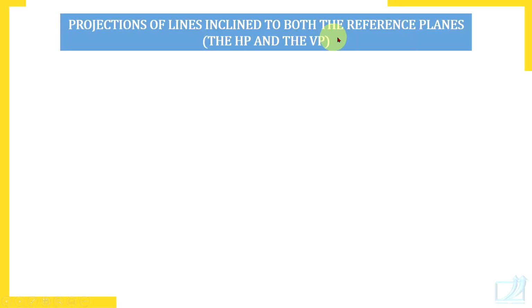Hello. In the last video we studied problems on projections of lines inclined to only one reference plane. In this video we'll study how we can solve problems on projections of lines which are inclined to both the reference planes, I mean the HP and the VP.